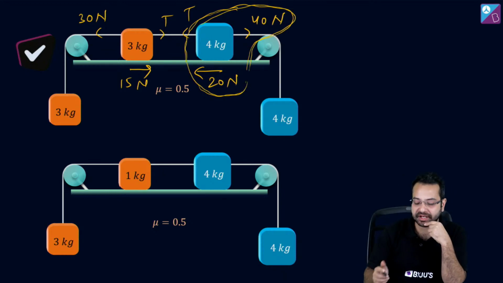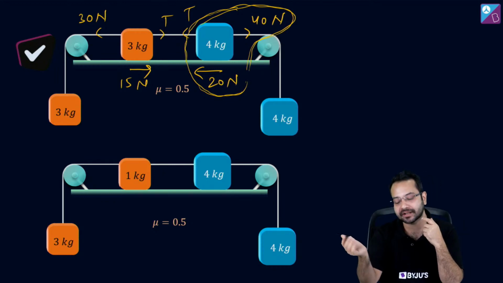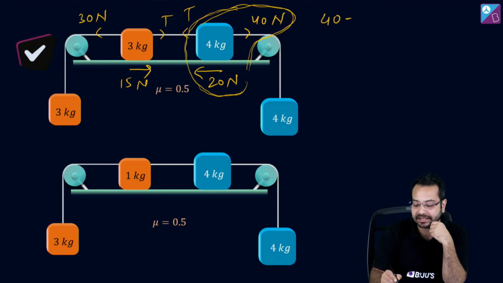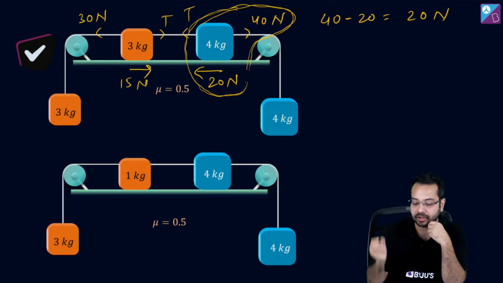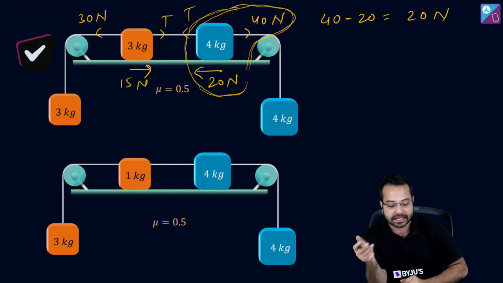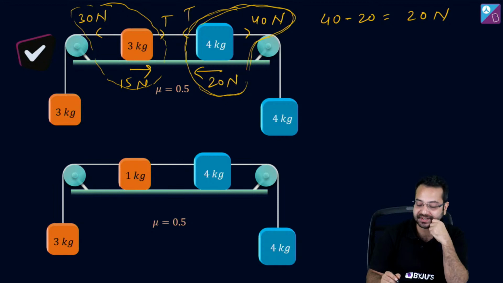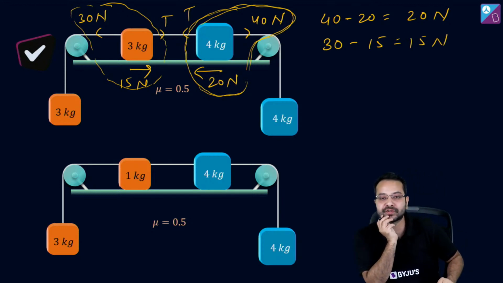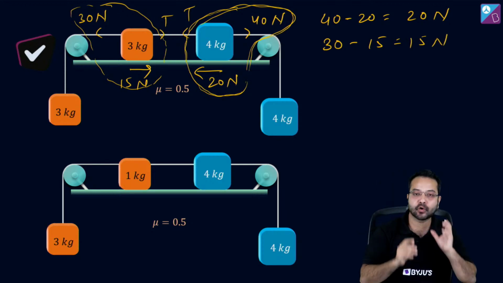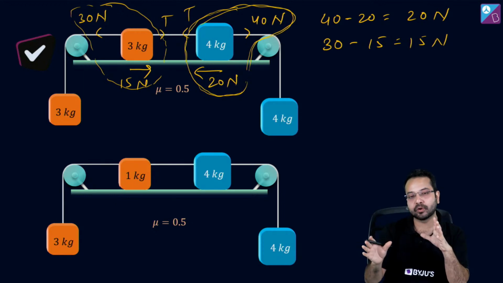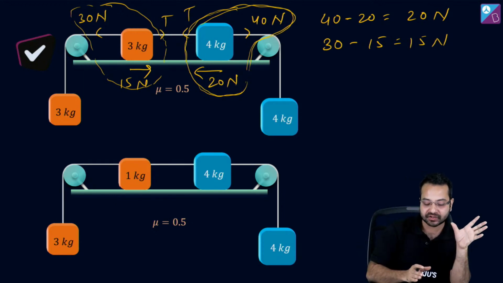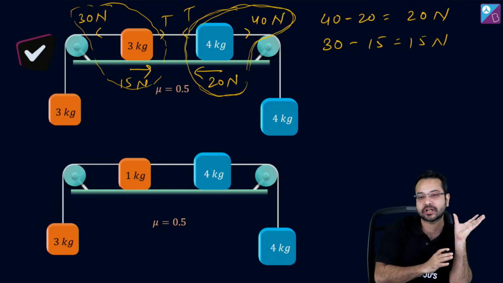So here, this 4 kg block, what is the net pull towards the right? The net pull towards the right is 20 Newton. Do you agree? The net pull towards the right is 20 Newton. And in this situation, the net pull towards the left. What is the net pull towards the left? It is 30 minus 15, which is 15 Newton. Do you see that? So on this 4 kg block, there is a net pull of 20 Newton towards the right. And on this 3 kg block, there is a net pull of 15 Newton towards the left.